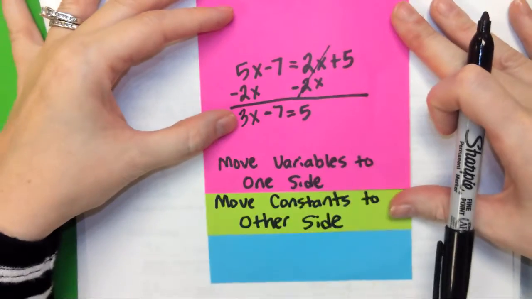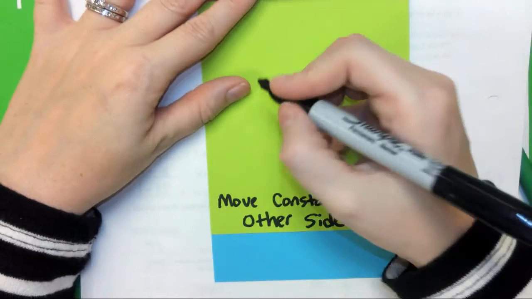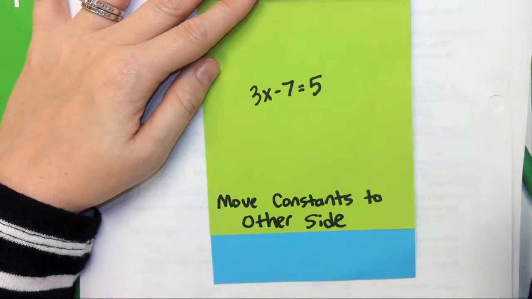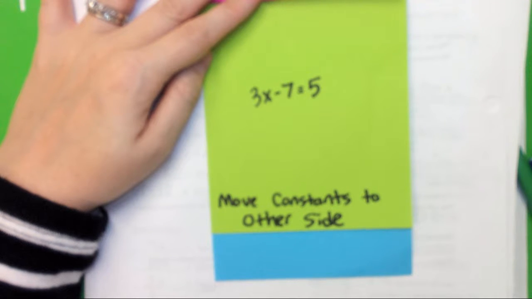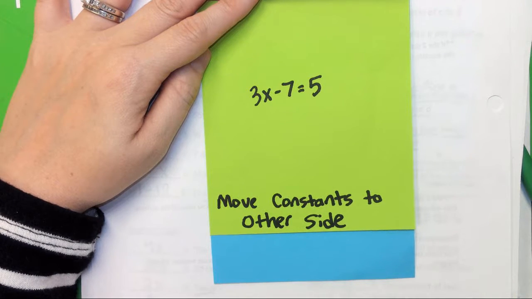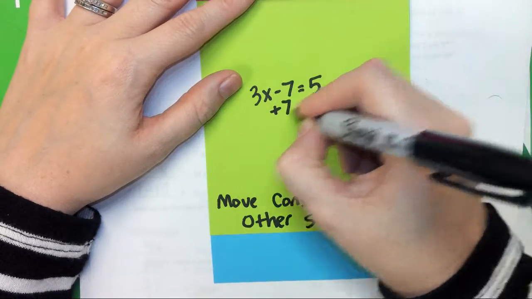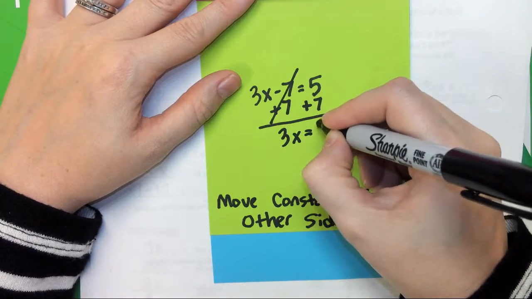So just like before, I'm going to take the last step, 3x minus 7 equals 5, and I'm going to write it on the next paper. So if I'm going to move all of the constants to the other side, I'm going to, let me focus this. I'm going to move that 7. So all the constants will be on the right side. So I'm going to add 7. And these 7's will cancel. 3x is equal to 12.